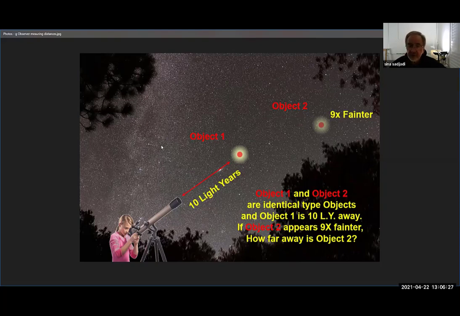Oh, yes, 5 times. Now, what is 100 times fainter? How far away is this object? 100 light years, that's right. If it's 100 times fainter, that'll be the square root of 100, or 10 times farther. If this guy is 10 light years away, then this guy must be 10 times 10, or 100 light years away. There'll be 2 questions on this on the second exam.